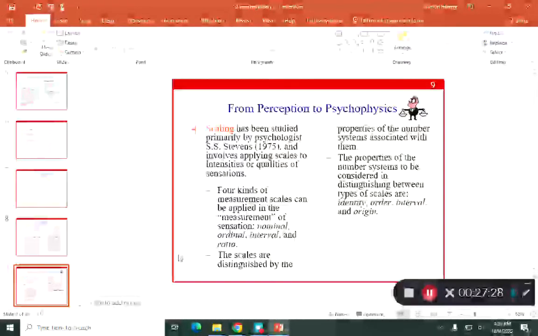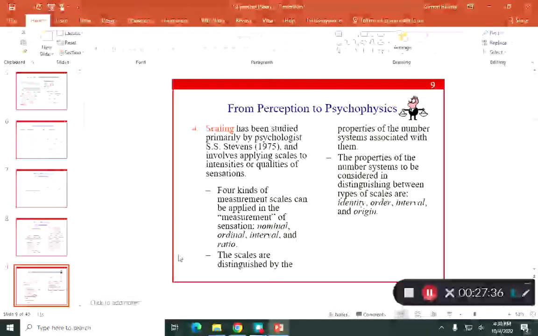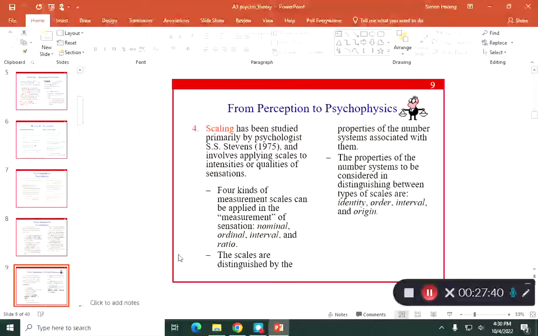So I said racing horse number 22. That 22 has nothing to do with 21, 20. The 22 only means it's a label of that horse. So that horse is number 22. So the first scale is called nominal scale. It means that you can identify what it is.